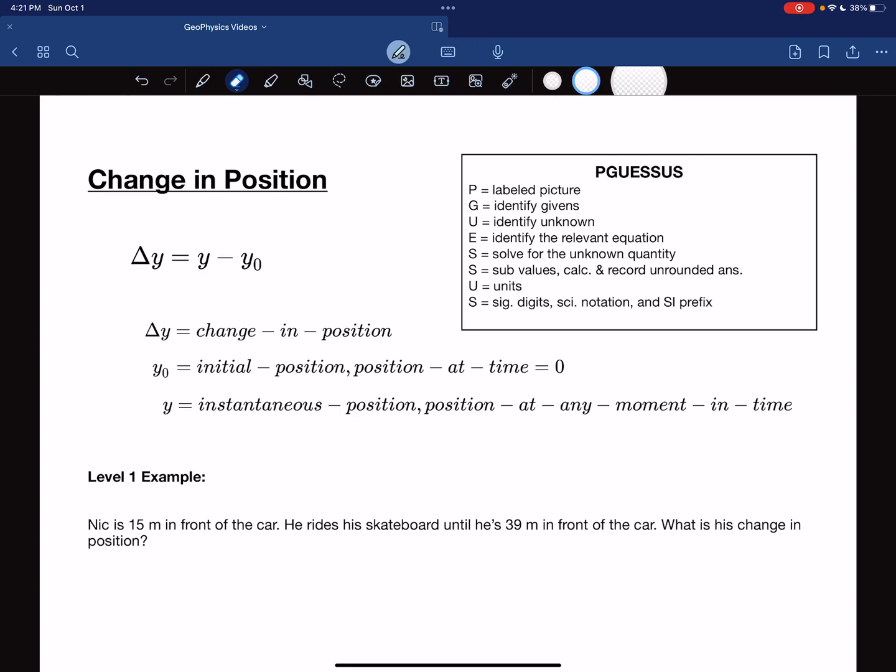In this video, we'll discuss change in position. We'll do a sample problem illustrating the PGUESSUS method. So for change in position, we will be using this formula: delta y equals y minus y naught.